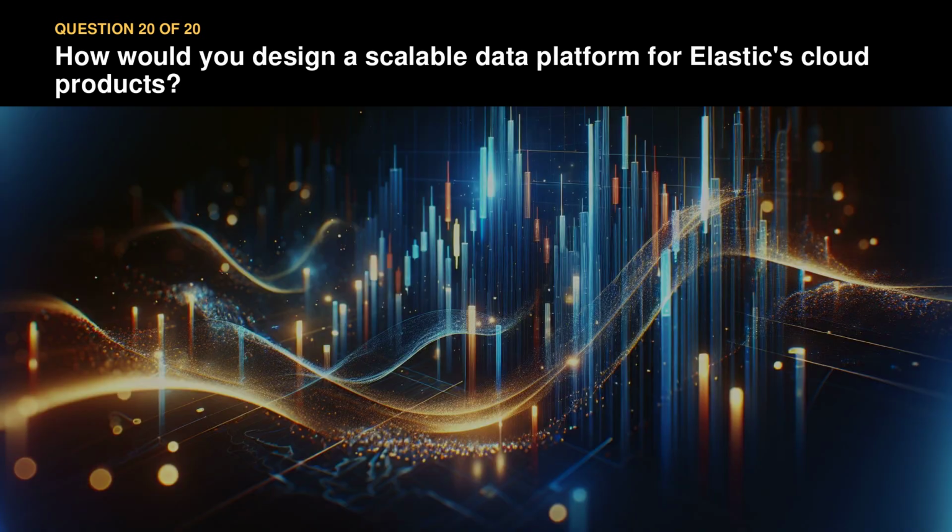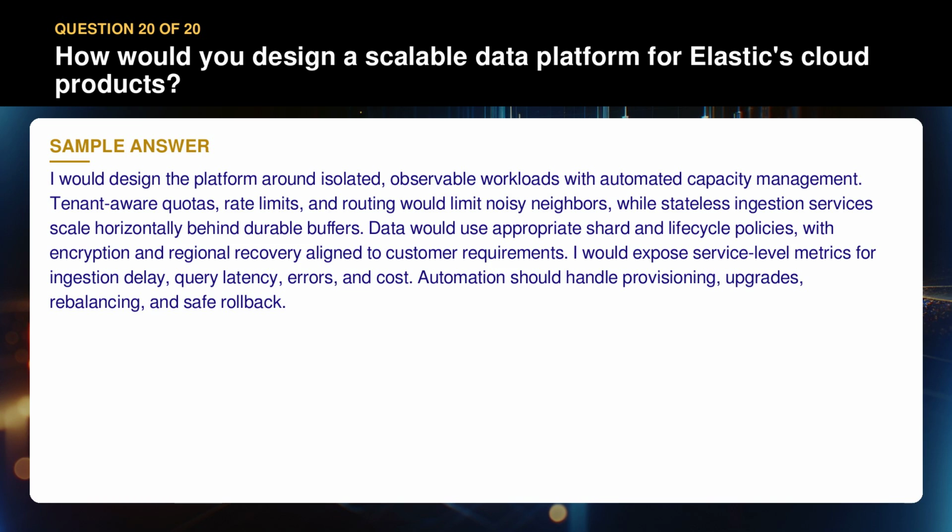Question 20. How would you design a scalable data platform for Elastic's cloud products? I would design the platform around isolated, observable workloads with automated capacity management. Tenant-aware quotas, rate limits, and routing would limit noisy neighbors, while stateless ingestion services scale horizontally behind durable buffers. Data would use appropriate shard and lifecycle policies, with encryption and regional recovery aligned to customer requirements. I would expose service-level metrics for ingestion delay, query latency, errors, and cost. Automation should handle provisioning, upgrades, rebalancing, and safe rollback.